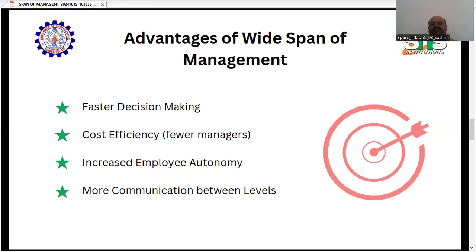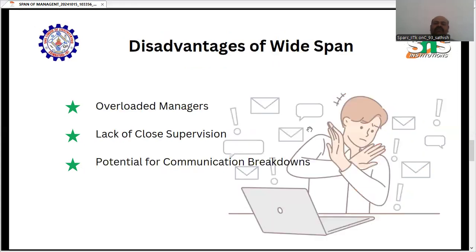The second one is cost efficiency. Fewer managers require fewer salaries. So the cost is reduced in terms of salary and the efficiency is higher. Increased employee autonomy. Every employee is given empowerment to decide what they want to do. This wide span of management is providing autonomy to every employee, and more communication between levels. So the interaction or the information exchange between the levels is more in terms of wide span management.